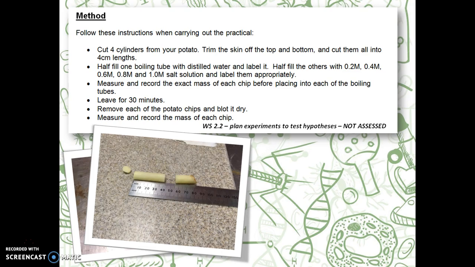So you have some boiling tubes filled with some solutions which you've labelled, going from distilled water, pure water, along through 0.2, 0.4, 0.6, 0.8, 1 molar solutions.